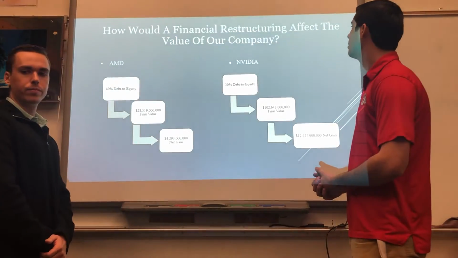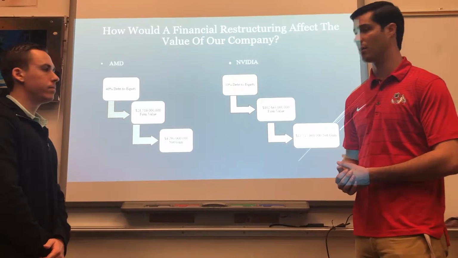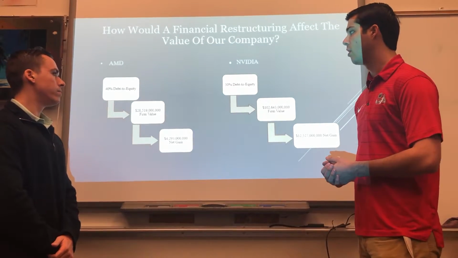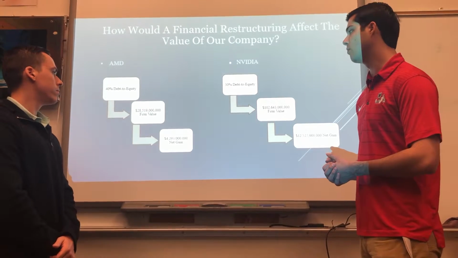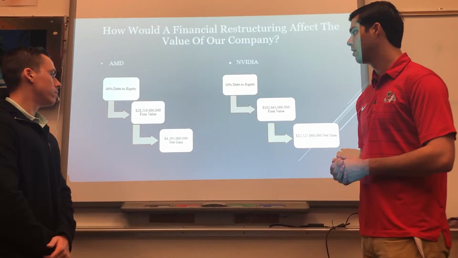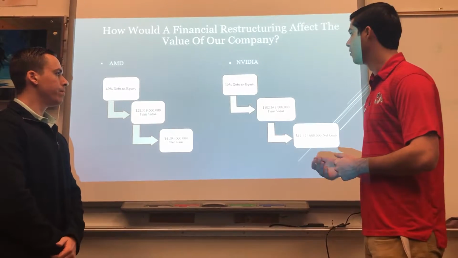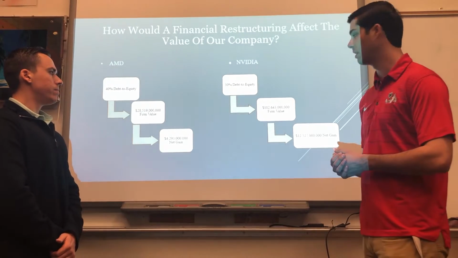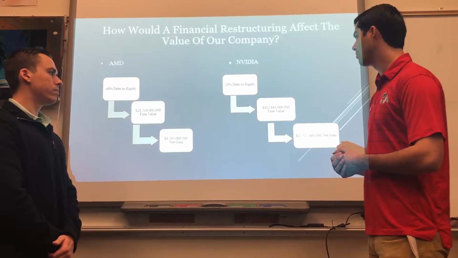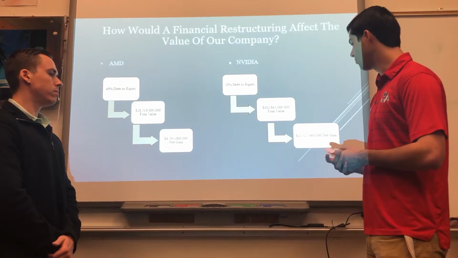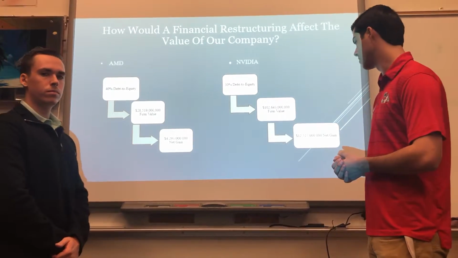How would a financial restructuring affect the value of the company? If AMD had a 40% debt to equity, our firm value would be $28,519,000,000. And then our net gain would be $4,293,000,000. For NVIDIA, if we had a 30% debt to equity, then our firm value would be $102,643,000,000. And then our net gain would be $12,527,000,000.